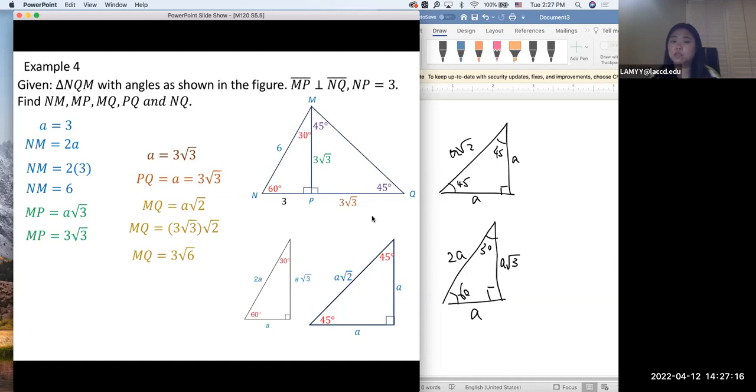And one more time, these two triangles are really, really important. Especially, I know some of you guys are gonna take trigonometry after the geometry class. You always need these triangles.